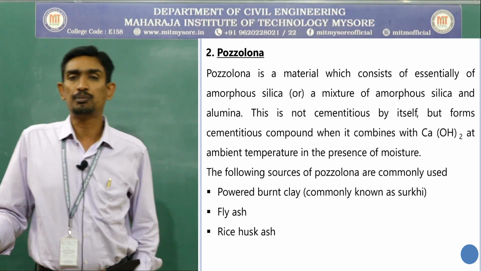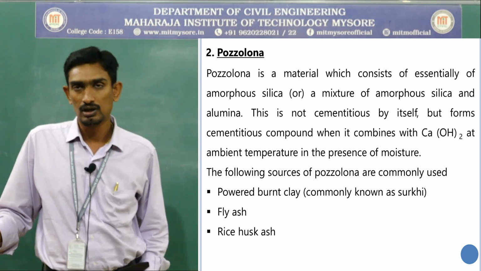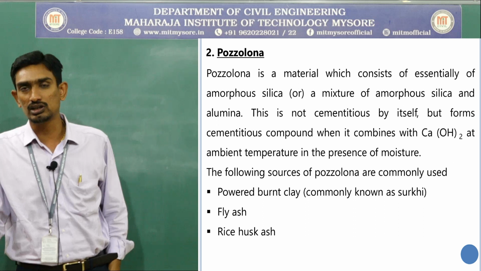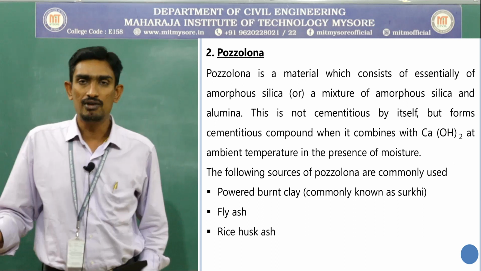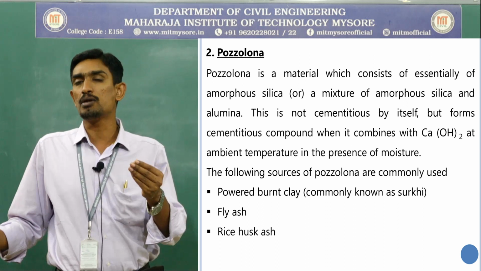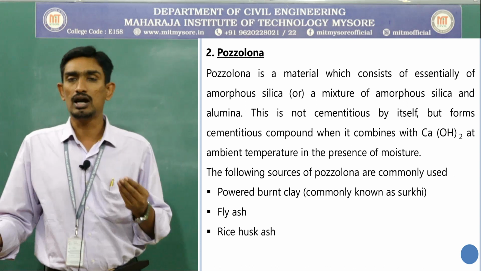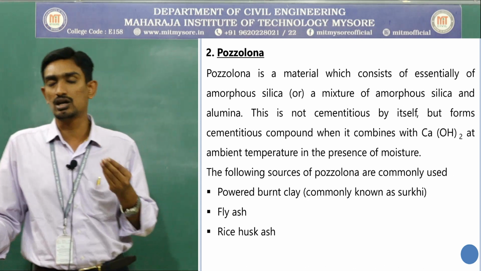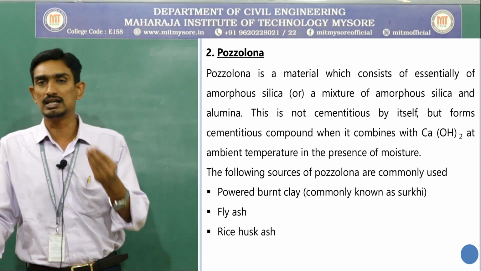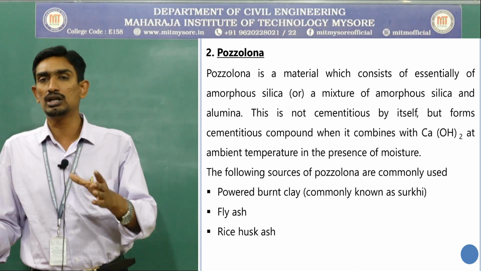And this pozzolana is not a cementitious material by itself. I think I mentioned this in the SMB. That means when I mix water with the pozzolana, it will not form a paste. Why? Because it will not act as a cementitious material. Why? Because it doesn't have any calcium oxide. It comprises only alumina and silica.